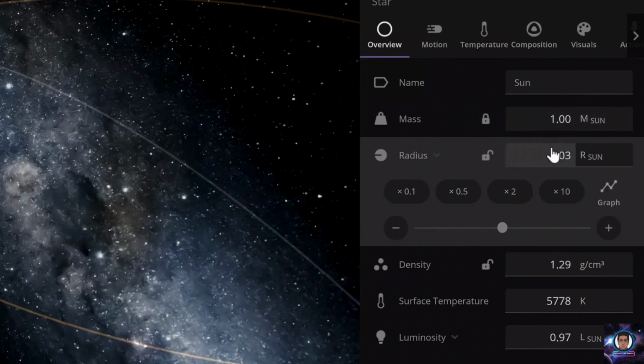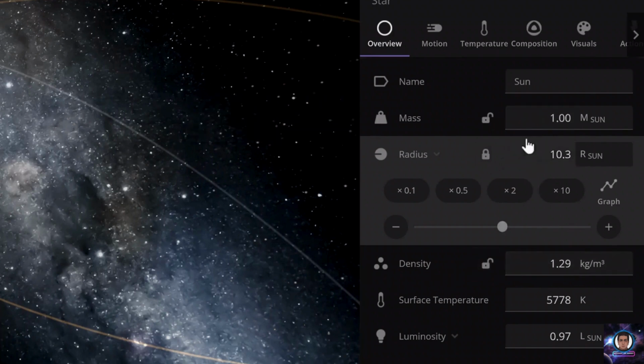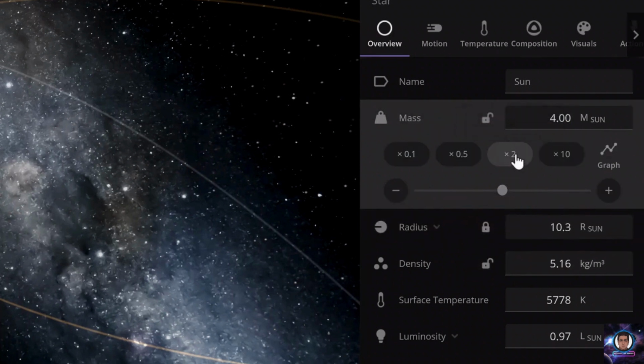Actually, the mass is somehow related to the product of the radius and the density. So when it's fixed, if we multiply the radius by 10, you can see the density has gone down. And by these locks, we can fix whatever we want. For example, now I want to fix the radius, so I lock this parameter, and if we change the mass of the sun, we would see the density increase or decrease like this.